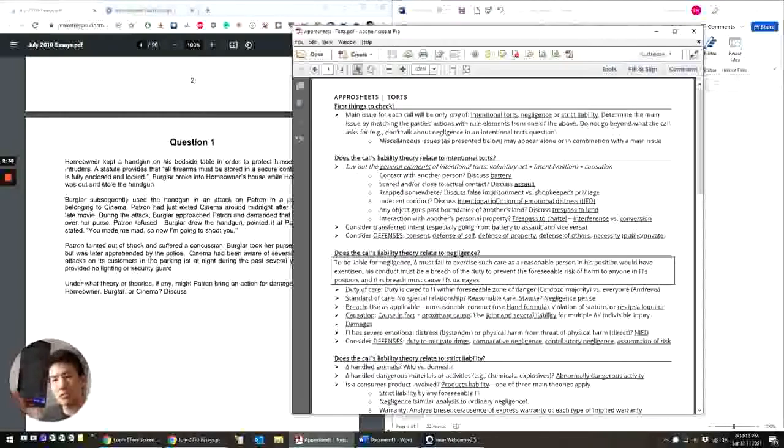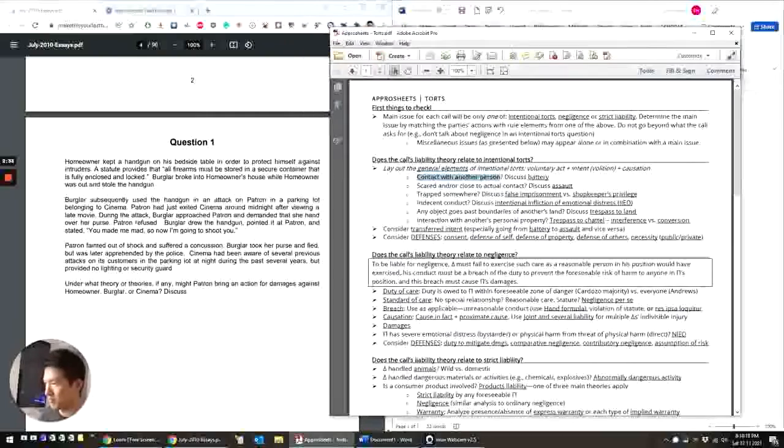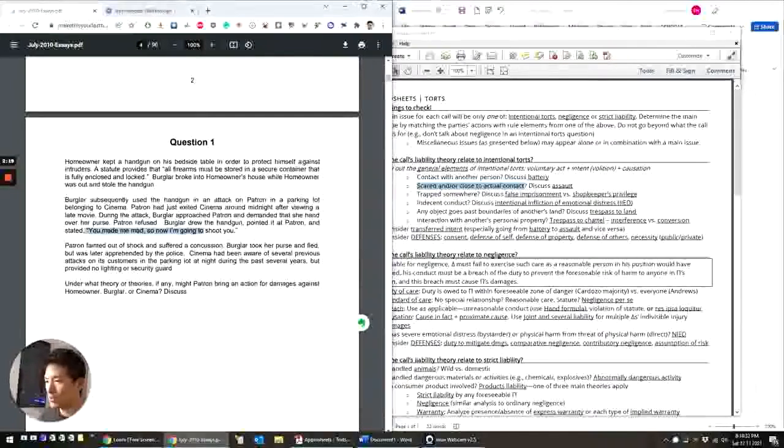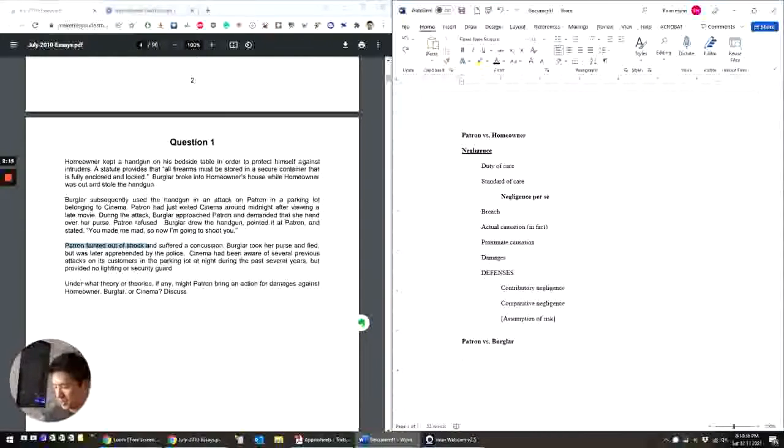Let's just go down the list here. We're going to check for issues now. Did the burglar have any contact with the patron? No, I don't think so. He just approached and demanded. It was just words, basically. So was the patron scared, or was she close to actual contact? Yes. The patron heard the sentence, and then she fainted out of shock. So let's note down assault.